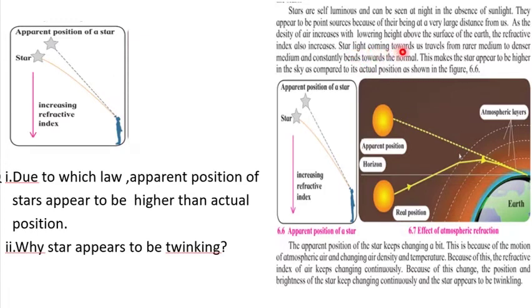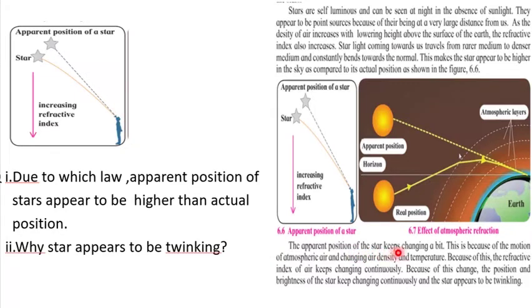When the starlight coming toward us travels from rarer medium to denser medium, it is constantly bent toward the normal. That is, refraction of the starlight occurs. And this makes the star appear to be higher in the sky as compared to its actual position. So here, the apparent position of the star is slightly higher than the actual position due to the refraction of the star light. Why does the star appear to be twinkling?